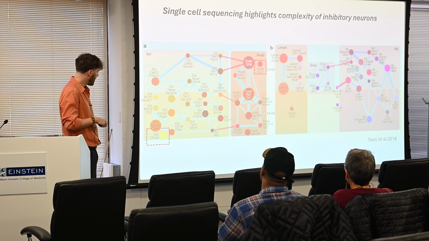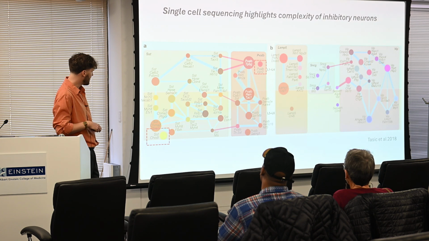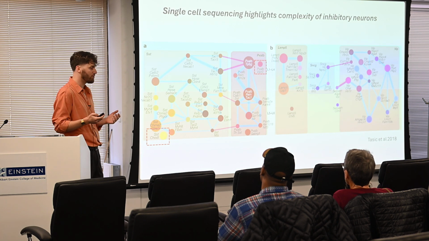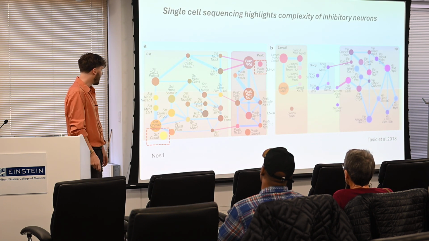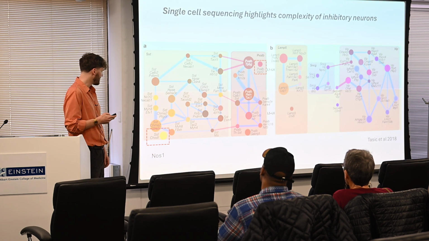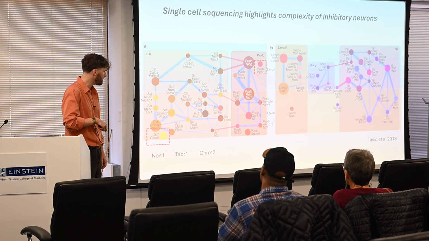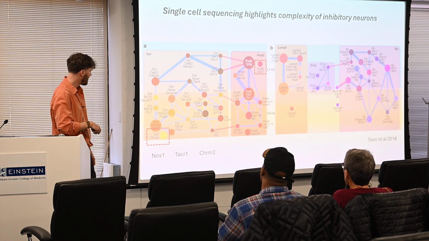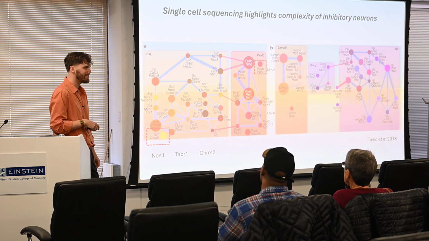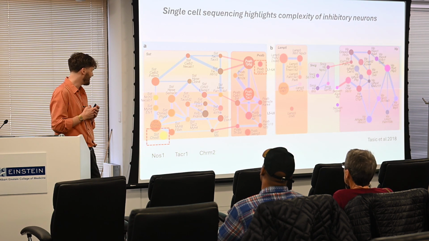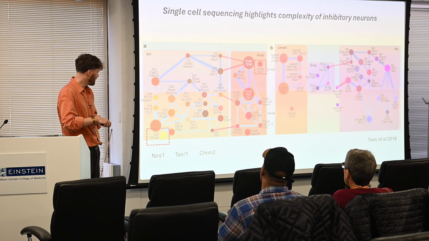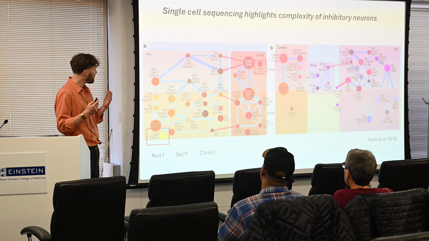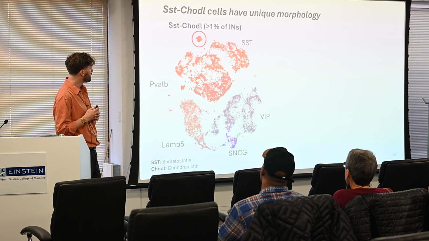But the ones that we focus on are these grouped down here. These cells express two genes that mark them, somatostatin and chondrolectin. I'll call them somatostatin chodal cells for this talk. For the experts, these cells also express NOS1, they express TACR1, they express muscarinic acetylcholine receptor type 2. I might call them NOS1 or nNOS cells at some point. I hope you forgive me if I slip up. So yeah, we really wanted to understand this group.